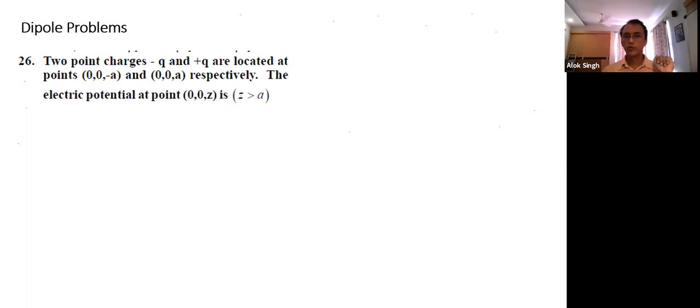Can I apply the formula of approximation, or do I use the other formula? See, Z is given as greater than A. They have not mentioned Z is much larger than A. So I can't use that approximation. I can't use Kp by x square. I need to write Kp divided by... what do I need to write in place of x square? Z square minus A square.